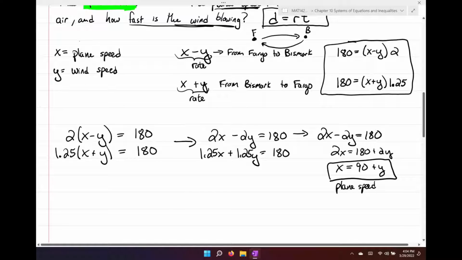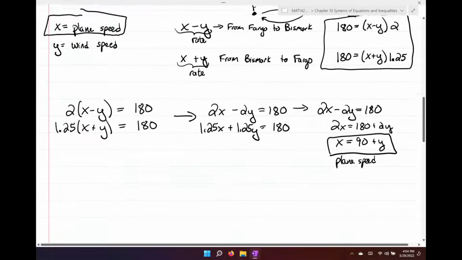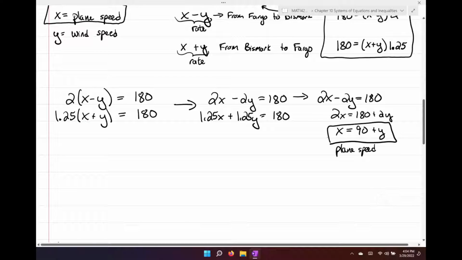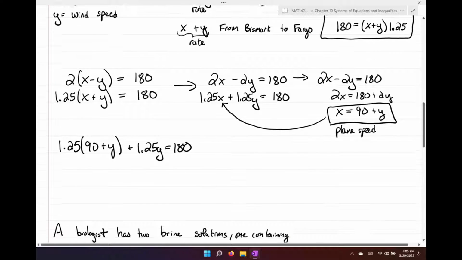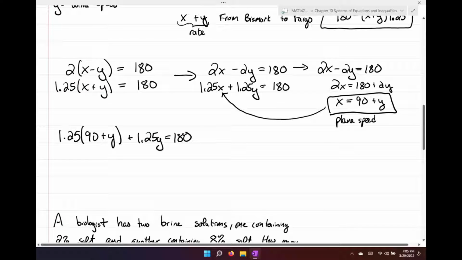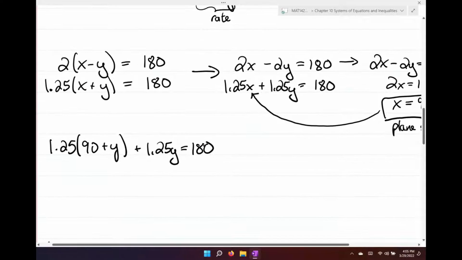Okay? So right there, I know is my plane speed. How do I know that? Well, upper left-hand corner of your screen, we said x equals the plane speed at the very start. All right? So now from here, we're going to take x, and we're going to substitute into the equation that we didn't pick. So 1.25 times the quantity, 90 plus y, plus 1.25y equals 180. And then from here, it's just a matter of solving. So let's go ahead and distribute.